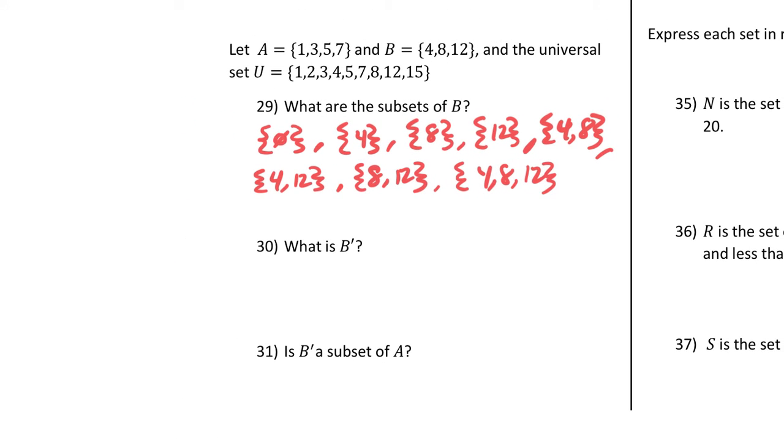Well, what's the complement of B? Well, it's everything that's not in B. This is called the complement. So we look at B, and we look at the universal set. We know that 4 is in set B, and we know that 8 is in set B, and we know that 12 is in set B. The complement is all the other stuff that I'm about to underline in blue. That's the complement of B. So that would be 1, 2, 3, 5, 7, 15.